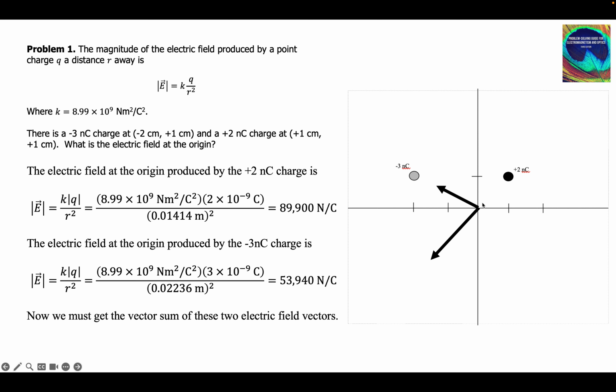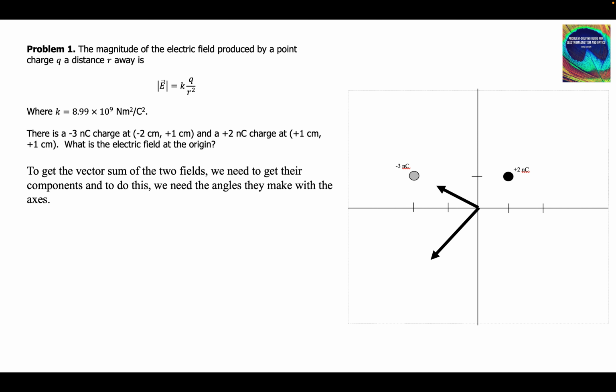So now we have to get the vector sum of those two electric field vectors. And it's a good idea to say, where's it going to be? It's going to be something like that. The field should be something like that. If I get something very different from that, I must have done something wrong with the algebra or something.